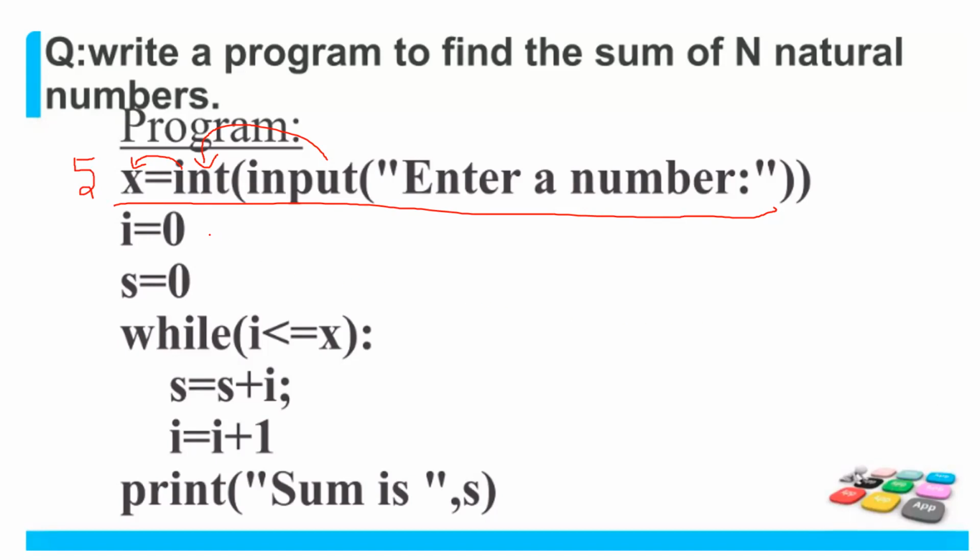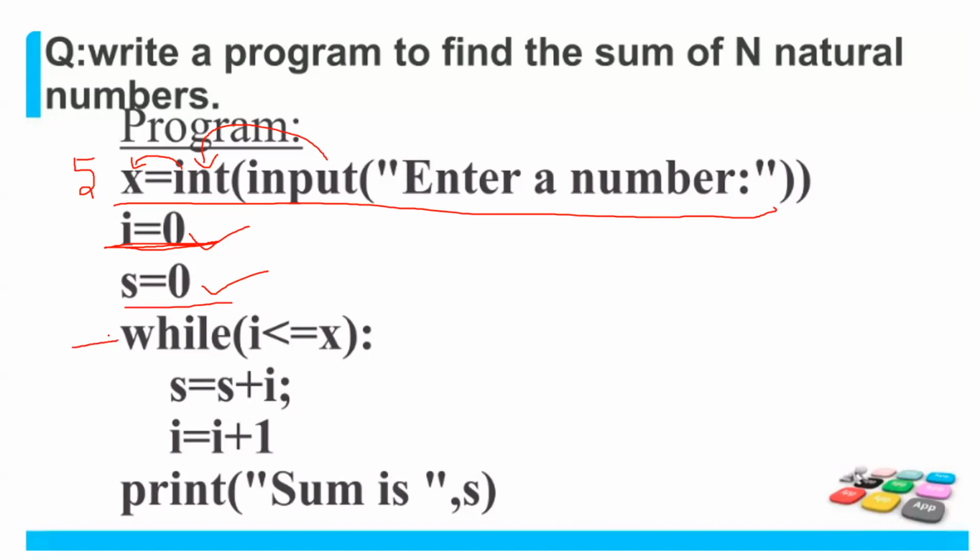In the next line, I am starting the variable i with 0 and s also with 0. This is the point of initialization for the loop. I am taking i to control the loop, and s will be taken to calculate the sum of all the numbers that this loop will generate.